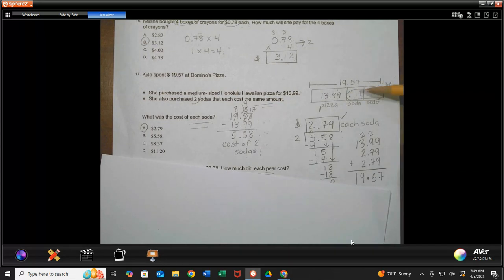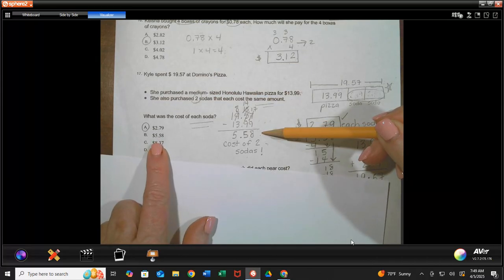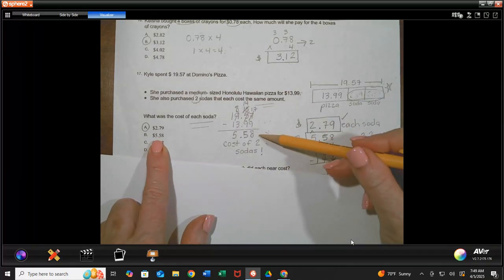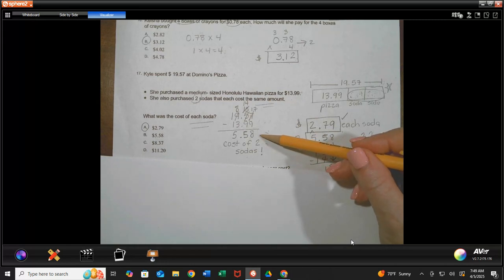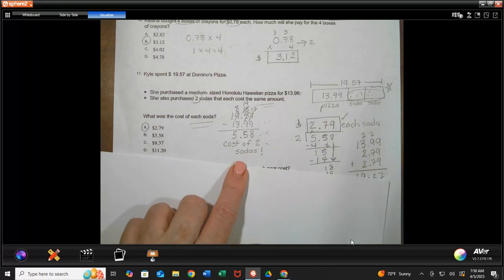I obviously know that to find the cost of the sodas, I need to subtract the pizza price from the total. So that was step 1. And when I subtracted, I have the $5.58 as the difference. But I see that in the answer bank. And a student that isn't paying attention is going to pick that decoy answer, feel good it's in there, move on. No. We need to write down what this actually represents. So $5.58 is not the cost of each soda. If I subtracted the pizza from the total cost, I have the cost of 2 sodas. So I'm going to mark that real quick.